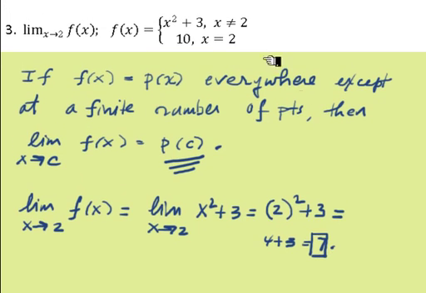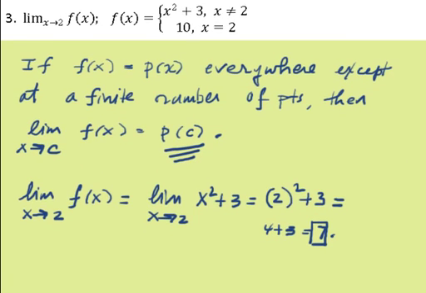Okay, so it really doesn't matter what number this was over here. So here we have the first example of a function where the limit is not equal to, let's write that, this is not equal to f of 2. Okay, because f of 2 is 10.